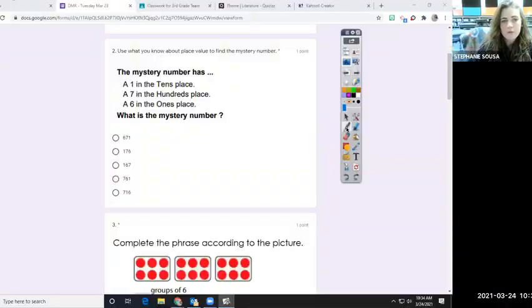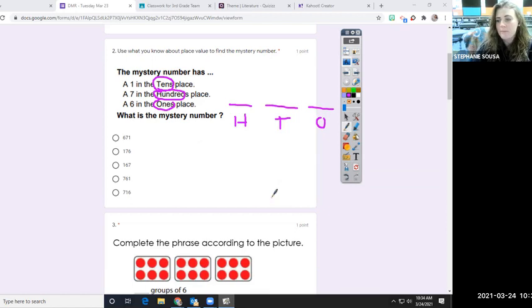Here we go. Mystery number. Yesterday, I shared with you a strategy for mystery number where you can write the place values that are described. We have a tens place, a hundreds place, and a ones place. So I like to draw those out and label them in the order that they would appear if I were to write the number. Okay. I noticed that there is a 1 in the tens place. Put the 1 there.